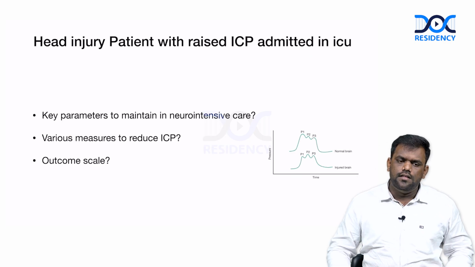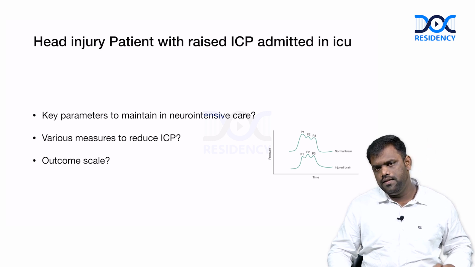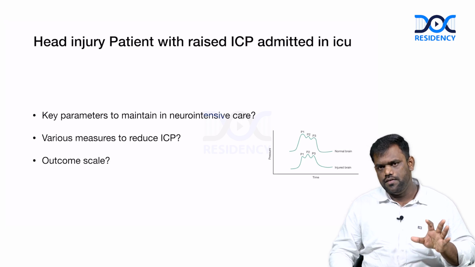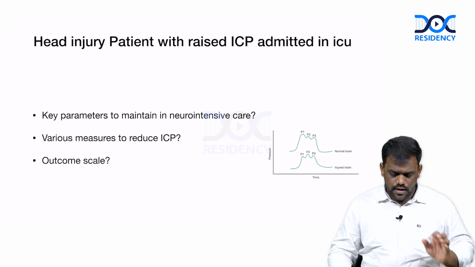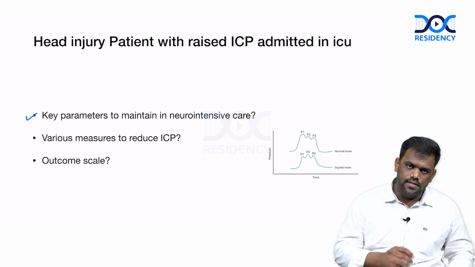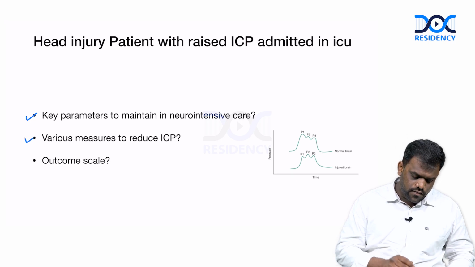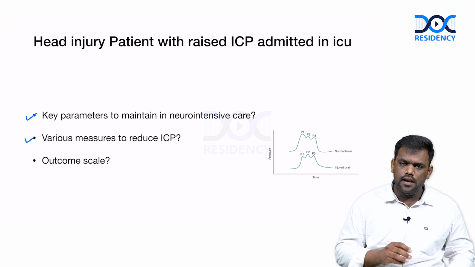So next question: suppose the same head injury patient has a very poor GCS, has a severe head injury, and is admitted in the ICU. What are the key parameters to maintain in the ICU, especially in the neurosurgical ICU? And what are the various measures to reduce the intracranial pressure?